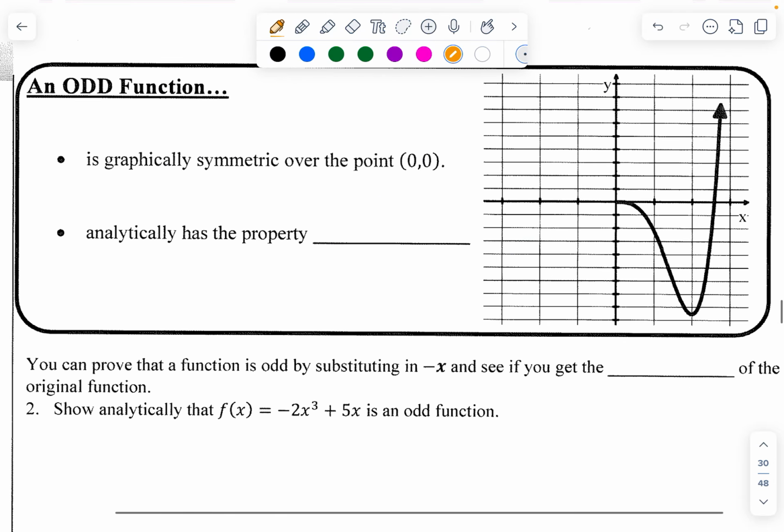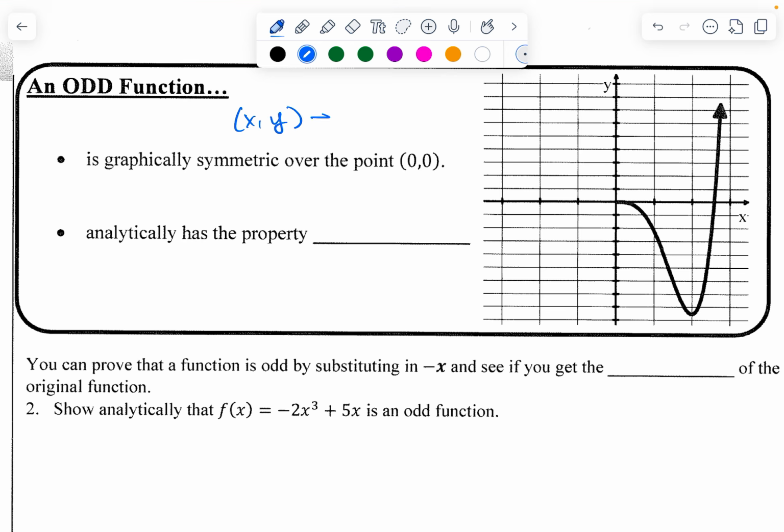Whereas an odd function is a little bit different. It's graphically symmetric over the point 0, 0. Remember, it maps from x comma y to negative x comma negative y, right? So if this point here is 1 comma negative 2, I'm going to flip it. It's going to become negative 1 comma positive 2. And that's what that's going to look like right there.